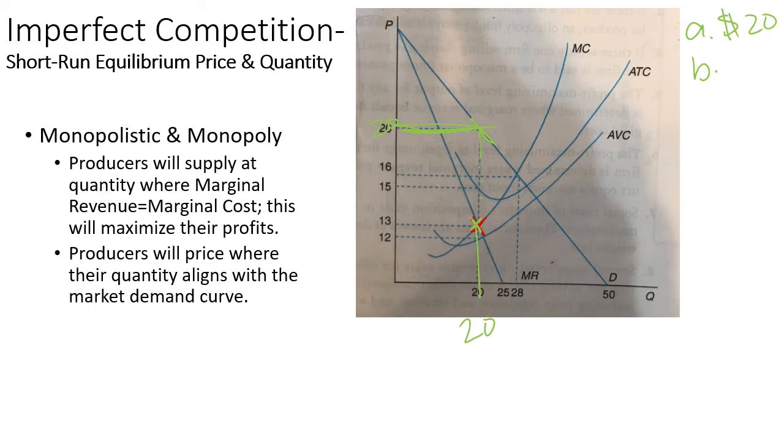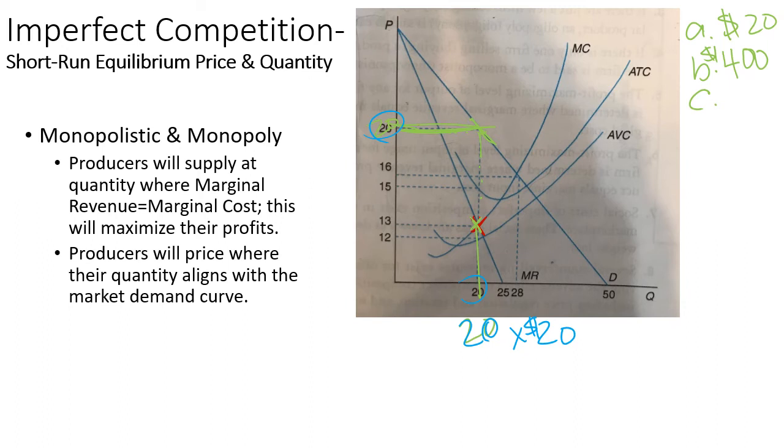Okay, B says calculate the total revenue accruing to the monopolist at the profit maximizing output. This is the profit maximizing output. They are selling 20 units for $20, right? Here's our $20, here's our 20 units. So our total revenue is 20 times 20, which is $400.